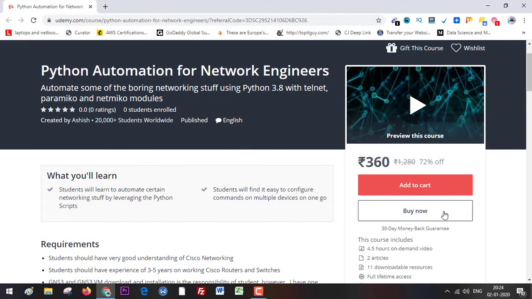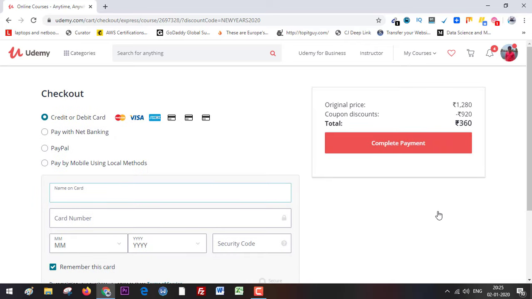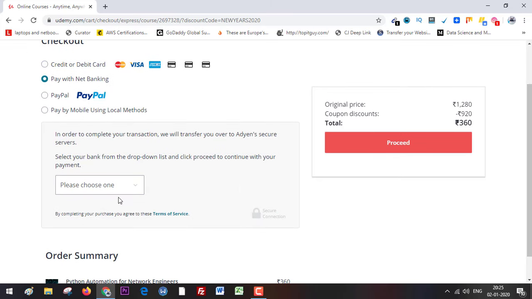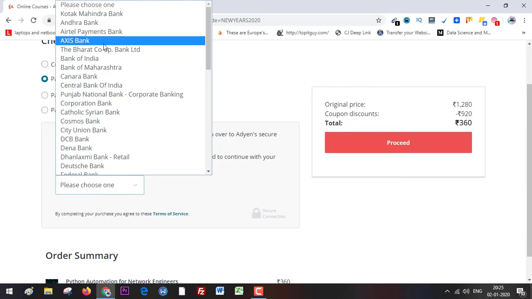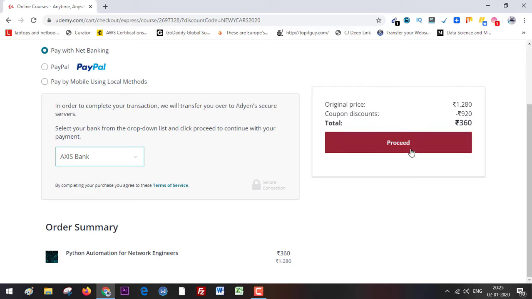So you need to click on buy now. And these are the options that you get: credit card, debit card, pay with net banking, PayPal, and pay by local methods. The one I usually pick is pay with net banking, and that is what I'm going to pick right now. I'm going to choose my bank. I usually go ahead with my Axis Bank and then click on proceed.